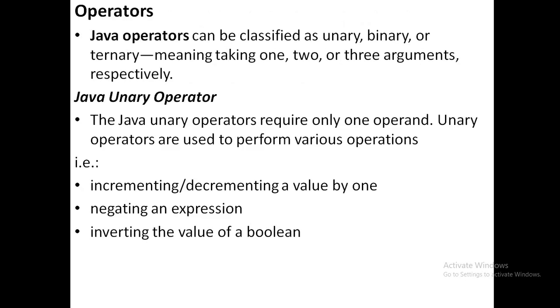Operators. Java operators can be classified as unary, binary or ternary, that is, taking 1, 2 or 3 arguments respectively. In the case of a unary Java operator, the operator requires only one operand. They are mainly used to perform various operations, that is, incrementing or decrementing a value that is stored in a variable by 1, negating an expression or a variable value, and inverting the value of a boolean.